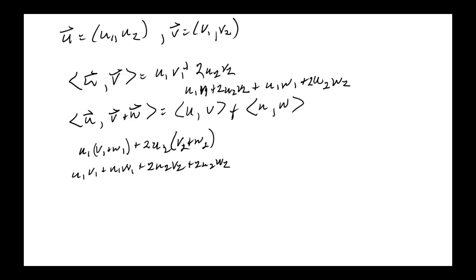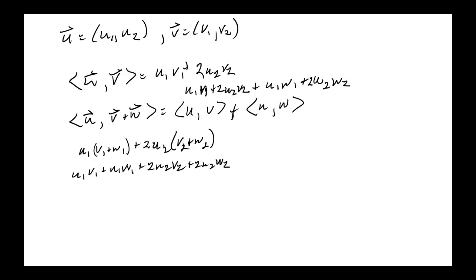Why is it 2U2 again? Because that's what your rule is. That's your inner product rule here, different from your dot product rule. Now the claim is for this to be an inner product, this rule must be met.